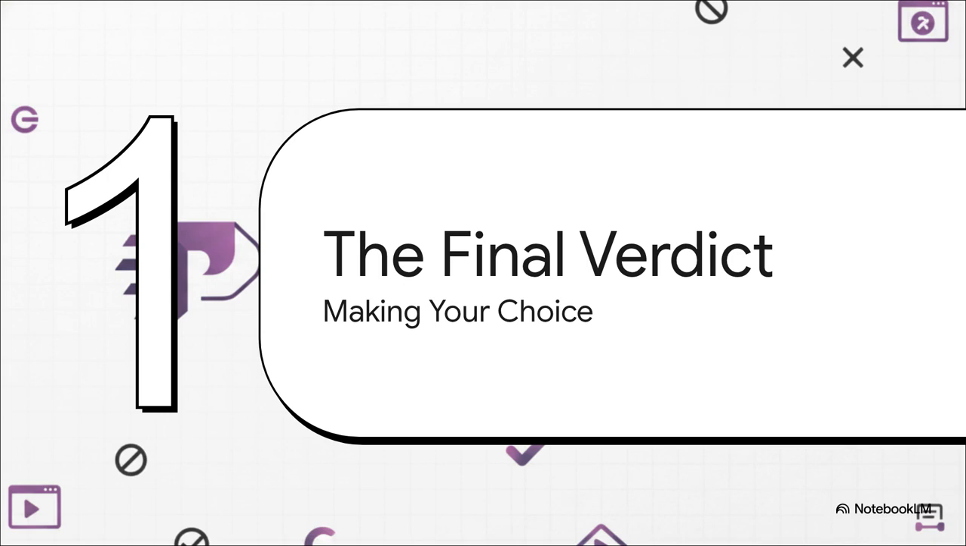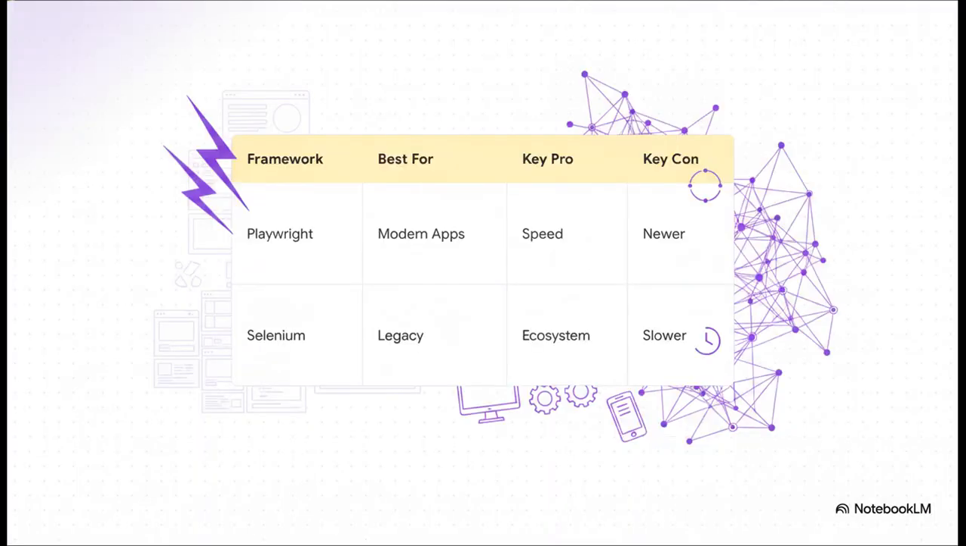Let's move to the summary and see how this builds our final conclusion. All right, here's our summary matrix. Take a quick second to absorb this. If you're building modern web apps and your top priorities are blazing fast execution speed, auto-waiting, and native WebKit support, Playwright is absolutely your modern solution. Its main drawback, it's just newer, so the ecosystem isn't as massive yet.